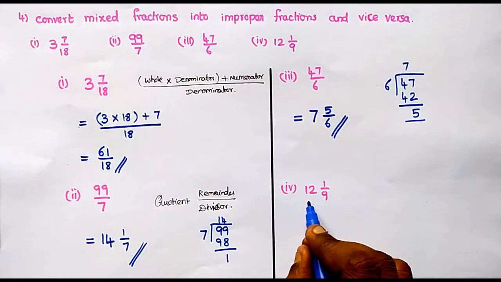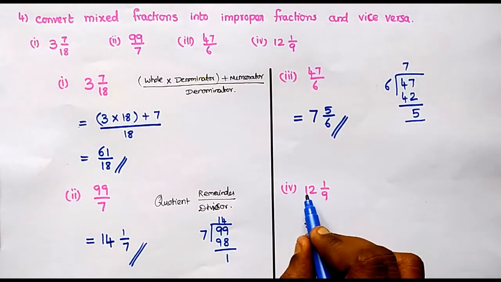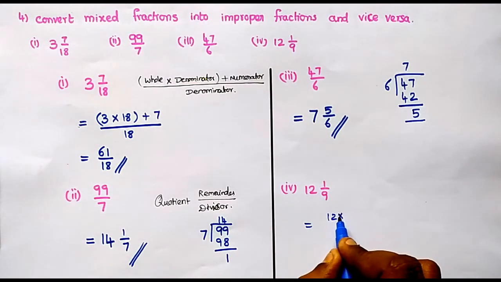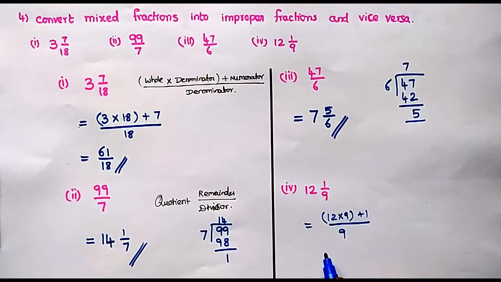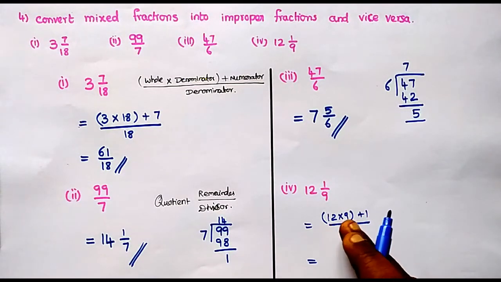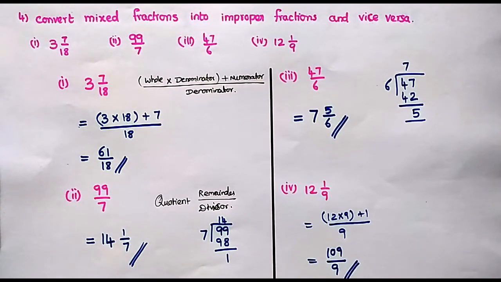Next, 12 1 by 9. So how will you write that? 12 9s are 12 into 9 plus 1 divided by 9. So 12 9s are how much? 108. 12 9s are 108 plus 1, 109 by 9. That is the answer.